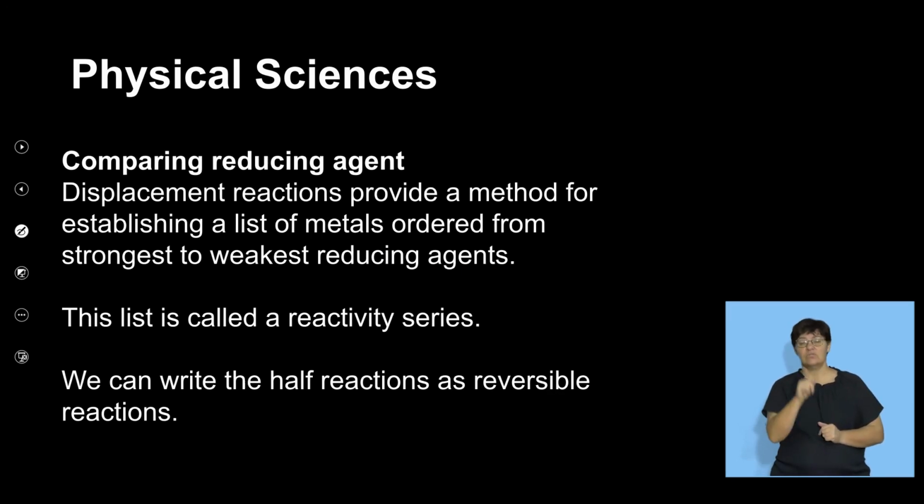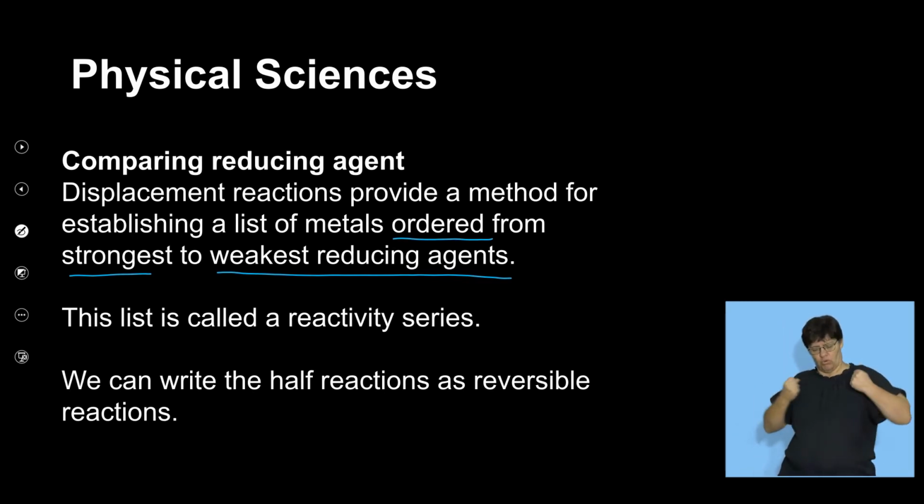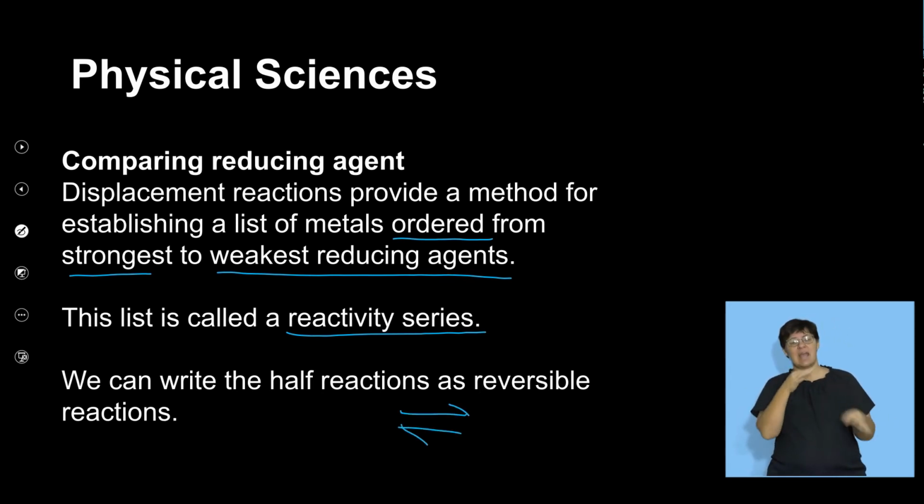So if you compare the strength of reducing agents, displacement reactions actually provide a method for establishing a list of metals in a sequence from the strongest to the weakest reducing agent. A stronger reducing agent will show greater willingness or readiness to lose electrons, okay? Now this list, we call it the reactivity series, which is not entirely new to us. So we can write half reactions as reversible reactions, which explains the double arrow that we saw in the example with zinc in those two different reactions, right?